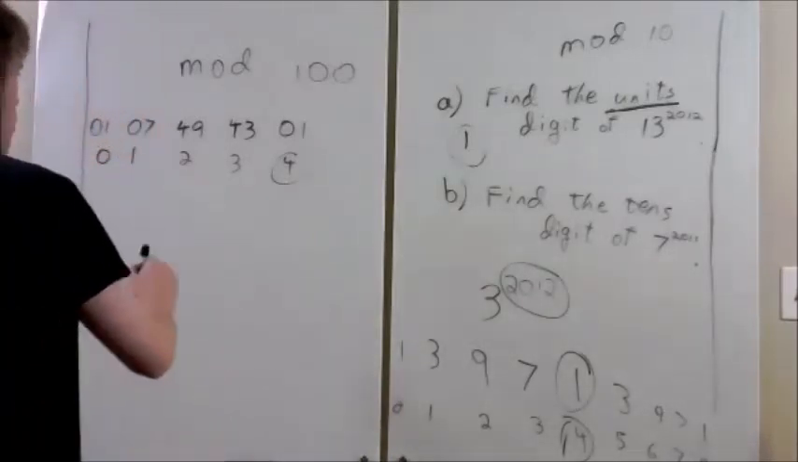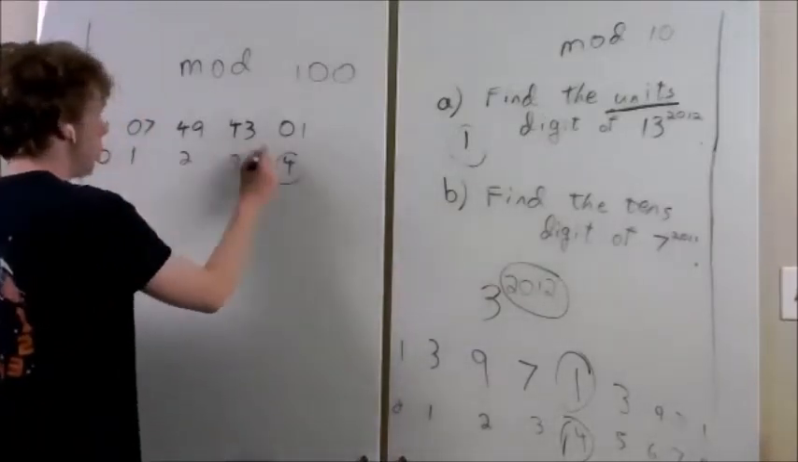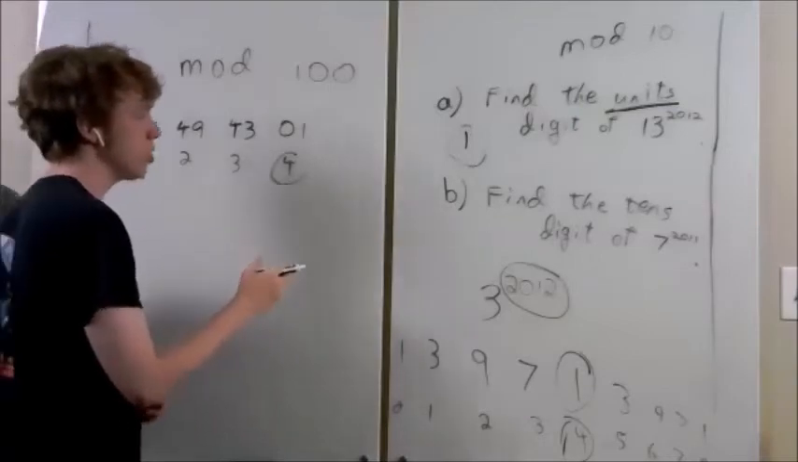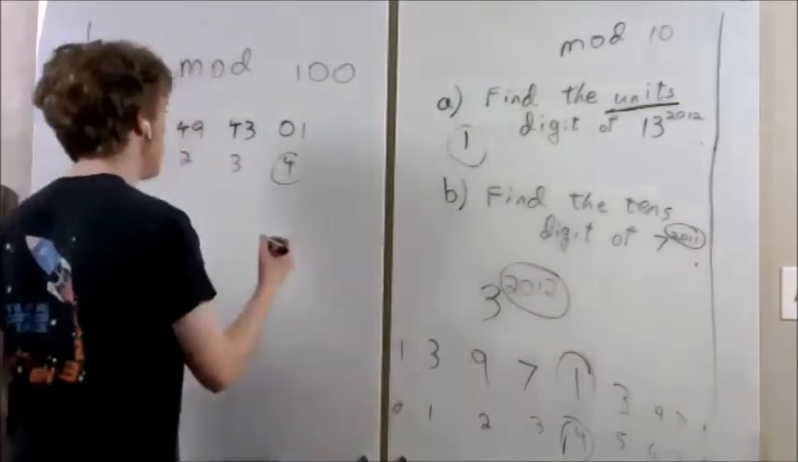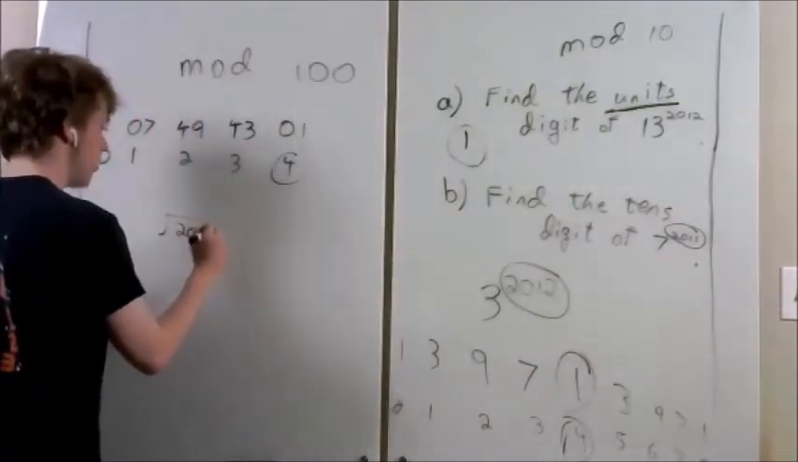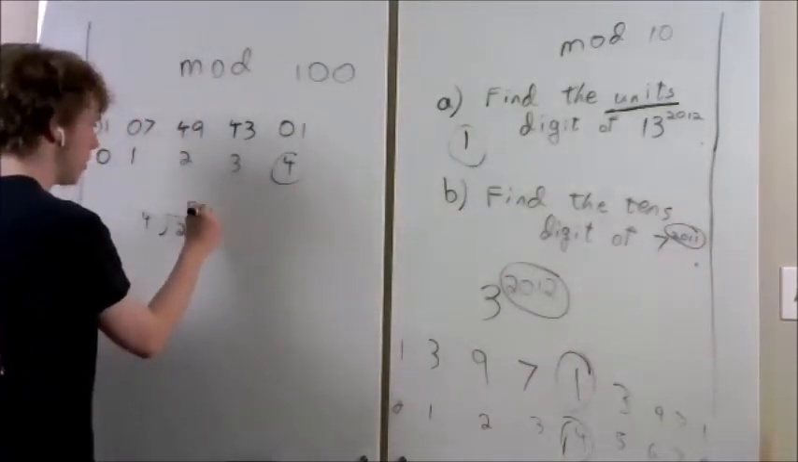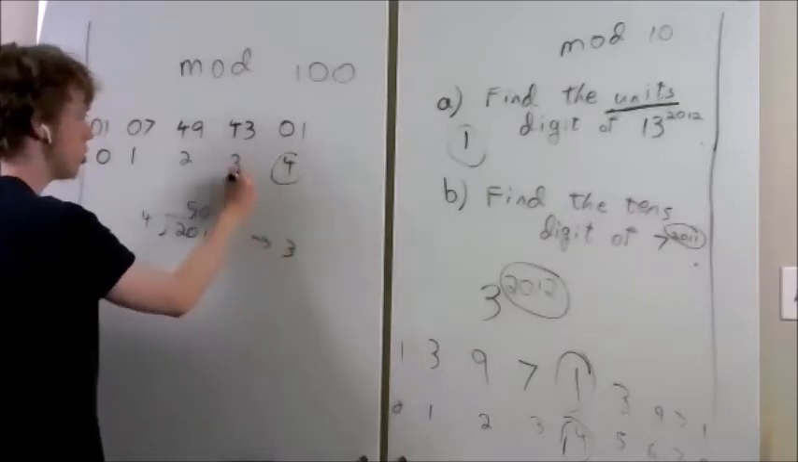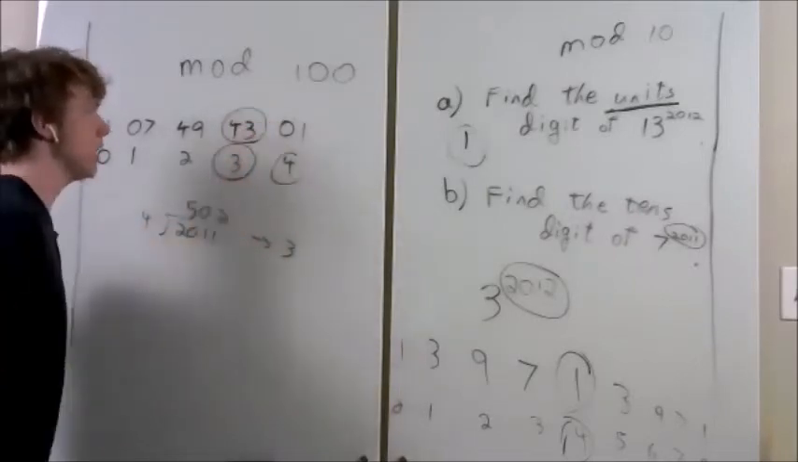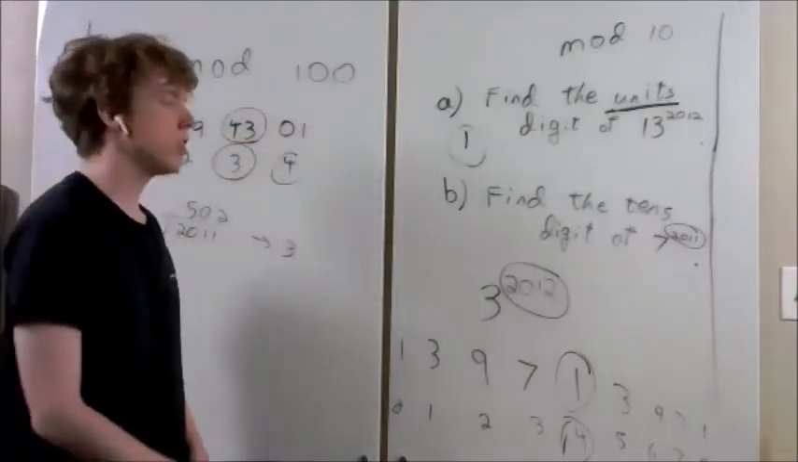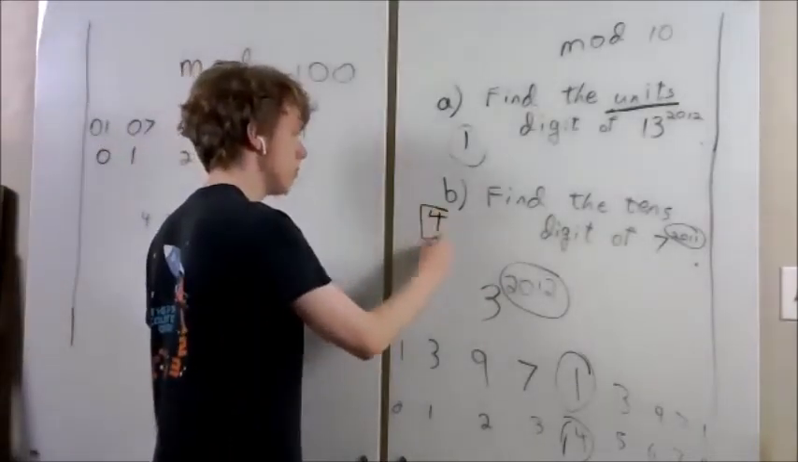And so look, now it's just a cycle again. And so again, what this is will just depend on where 2011 fits in this cycle. And so 2011, when you divide it by 4, the remainder you'll get is 3. And so 2011 fits on the same place as 3. So the last 2 digits of 7 to the 2011 are 43. So the tens digit is 4. That's the answer.